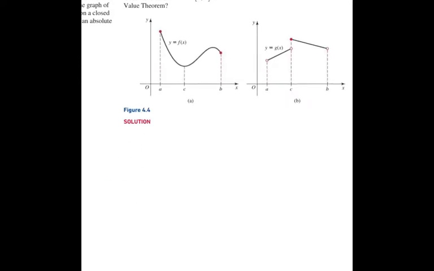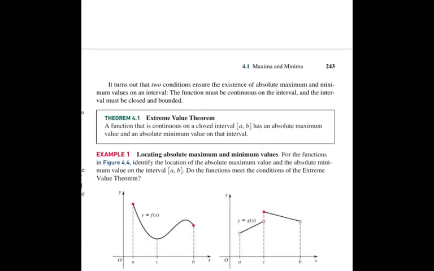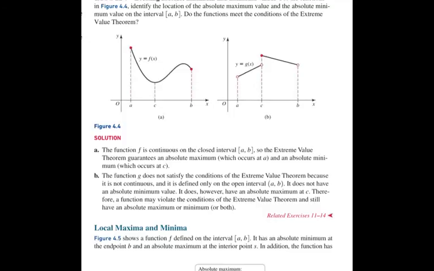Let's see, how do we do? So for f, the function is continuous on the closed interval, so the extreme value theorem guarantees an absolute max and absolute minimum. So the max occurs when x is a, and the minimum occurs when x is c. The function g does not satisfy the conditions of the extreme value theorem because it is not continuous, and it is defined only on the open interval ab. It does not have an absolute minimum, but it does have an absolute max when x is c. Therefore, a function may violate the conditions of the extreme value theorem and still have an absolute max or min, or both.